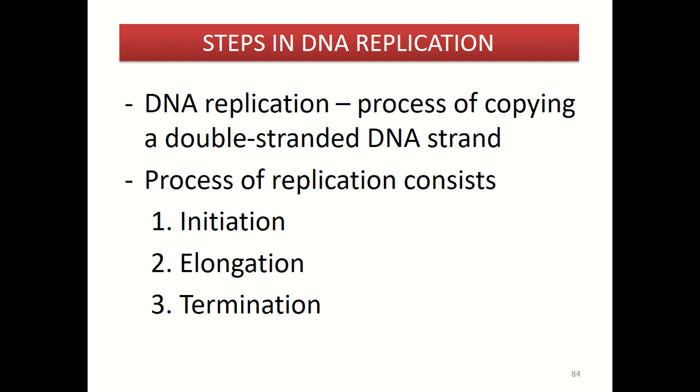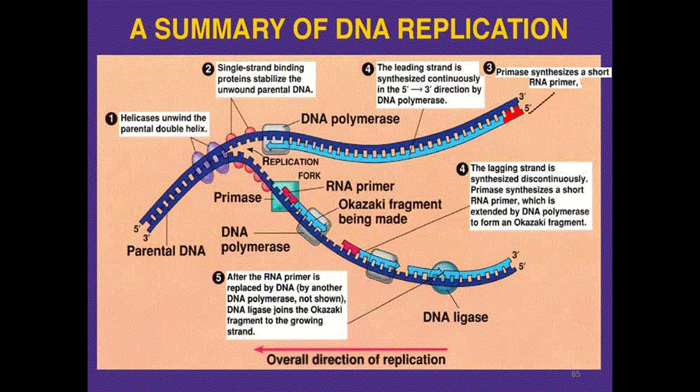So, steps in DNA replication. DNA replication is a process of copying a double-stranded DNA strand, just like a process of photocopy. This process includes the initiation phase, elongation, and also the termination phase. So this is a summary of DNA replication. I will explain very simply about this first before we go further into a detailed explanation of this process.